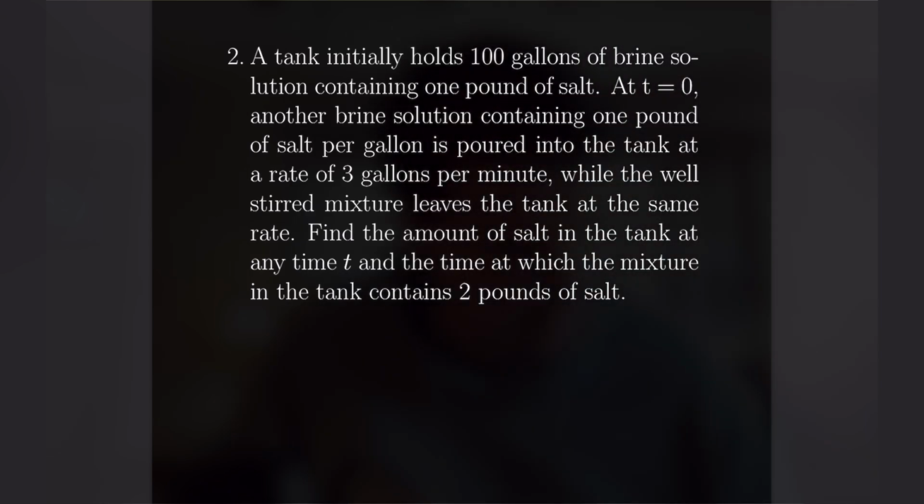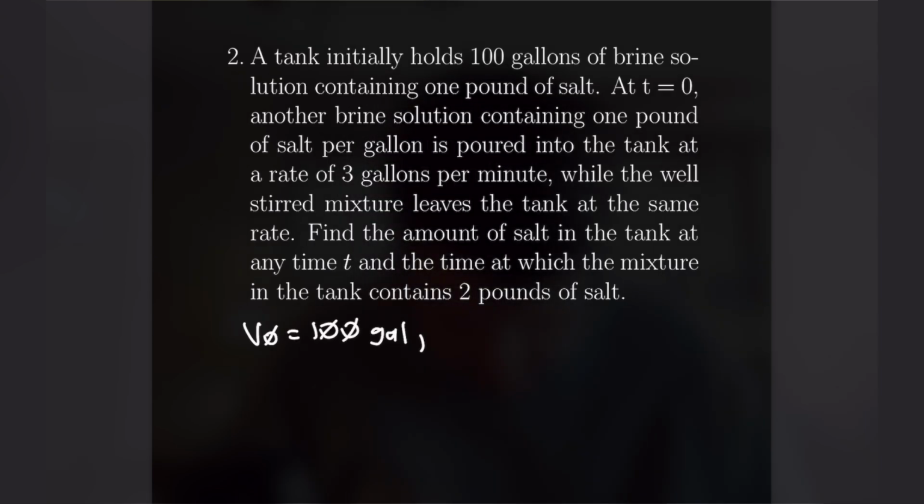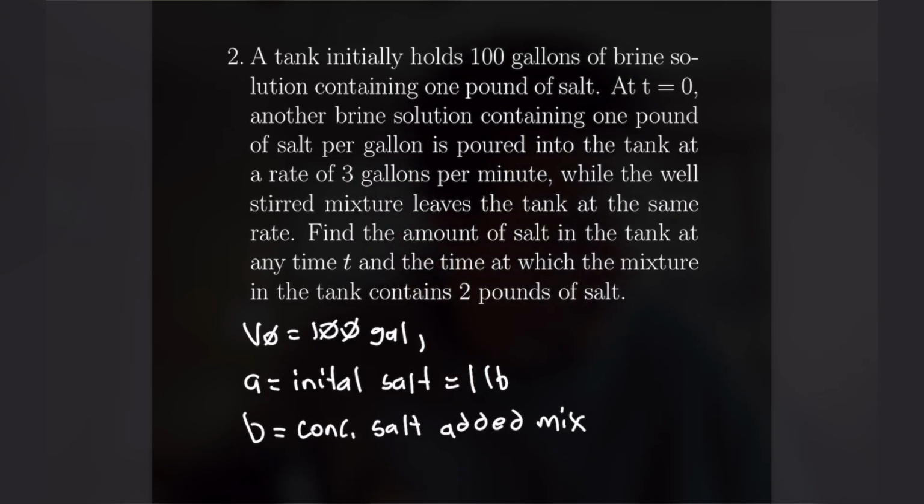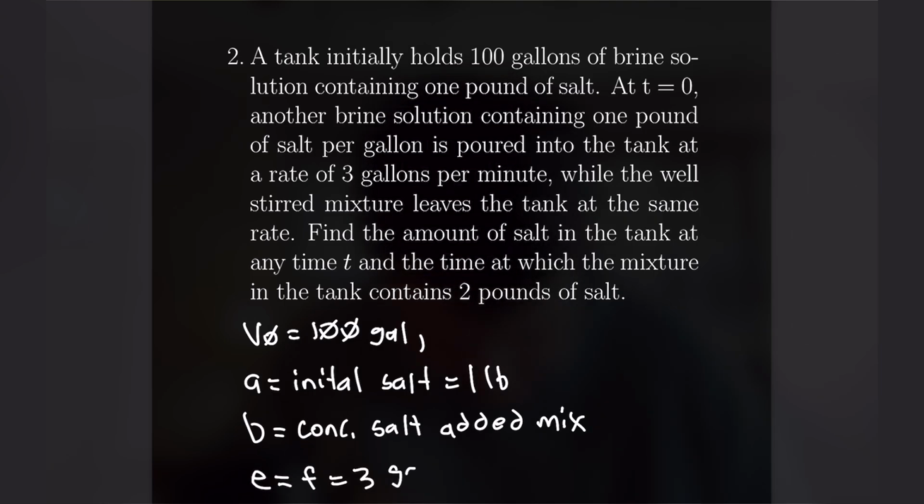So let's lay out what this problem gives us. We have that our initial volume in the tank is V naught is equal to 100 gallons. We have A, which we'll write to be the initial salt in the container, is equal to 1 pound. And we have our B, which is the concentration of salt in the added mixture. And then we are also given our rate in and out, but the rate in and out is the same, so our E and our F are the same, and that is equal to 3 gallons per minute.